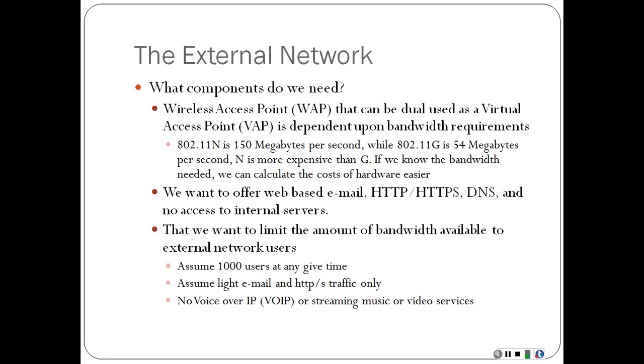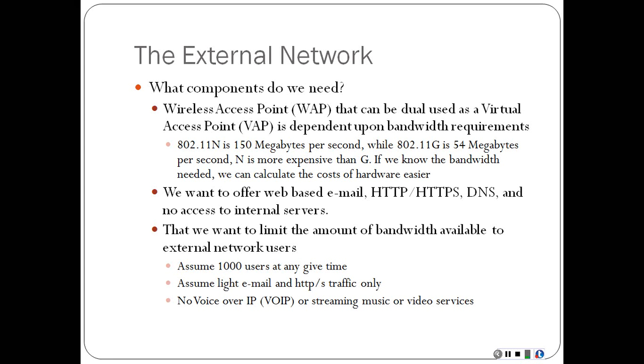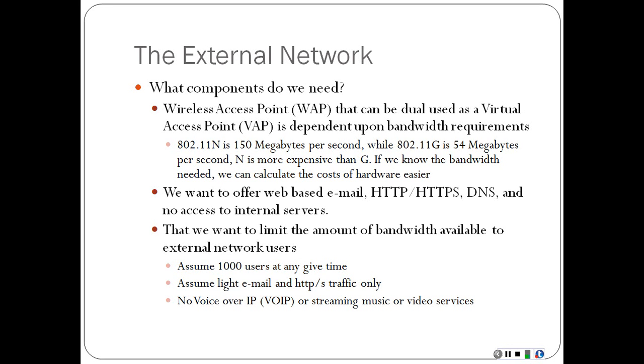We know what we need to do. We know that we want to offer web-based email, HTTP, HTTPS. We'll have to do DNS, and we don't want access to internal servers like payroll or other stuff, because a student with payroll access would be bad. We want to limit the amount of bandwidth available to the network users. So we have to figure out how many users we're going to have. So we're going to make an assumption of about 1,000 users at any given time, right?